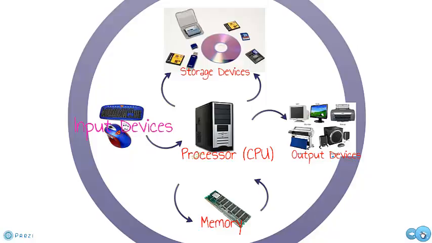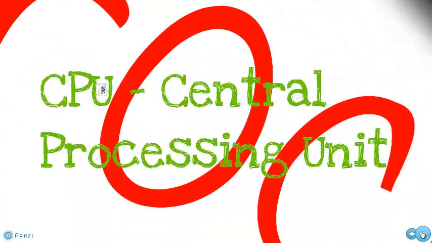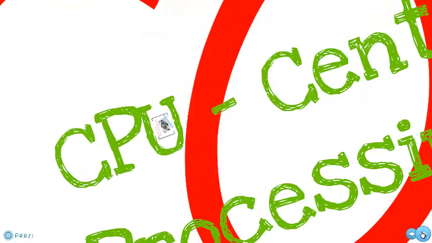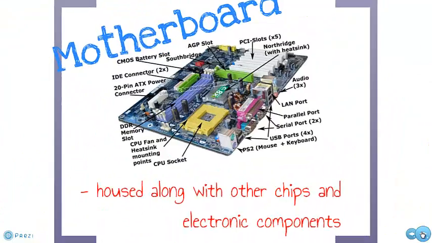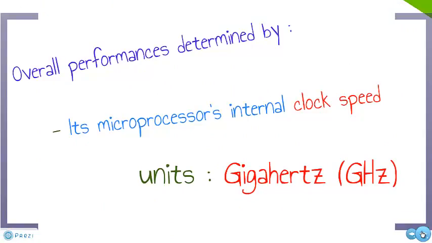Now, I would like to talk briefly about each component for the 4 steps. Before I talk about the 4 steps, I would like to talk about our processor, CPU. CPU is also known as Central Processing Unit. In the CPU, it consists of motherboard, which houses other chips and electronic components. The overall performance is determined by its microprocessor internal clock speed, and its unit is gigahertz.